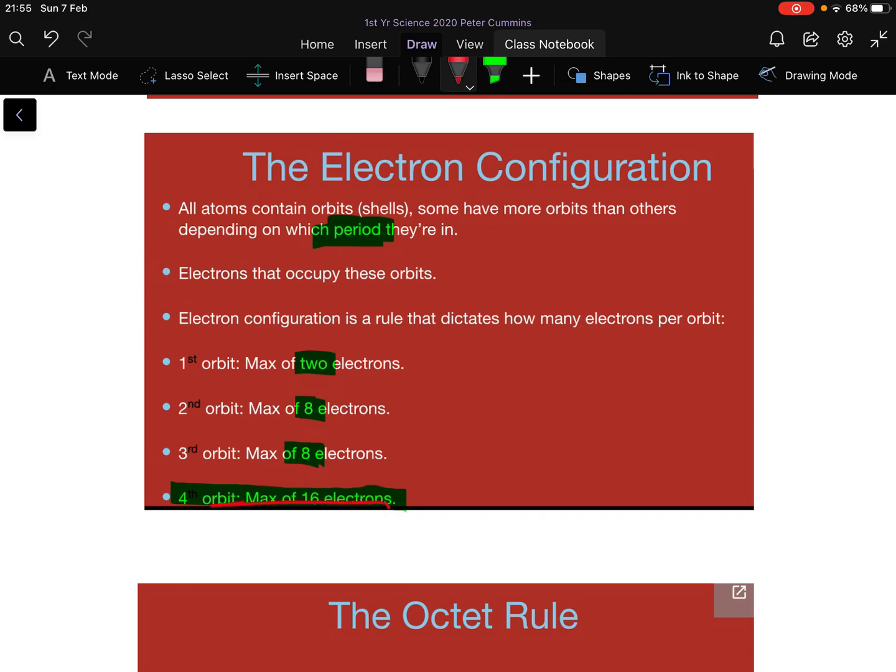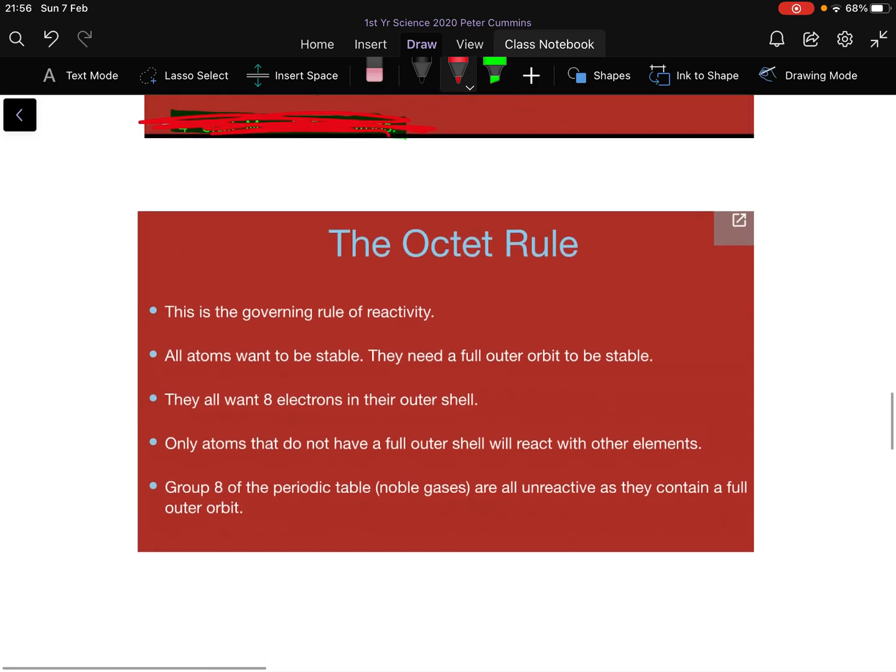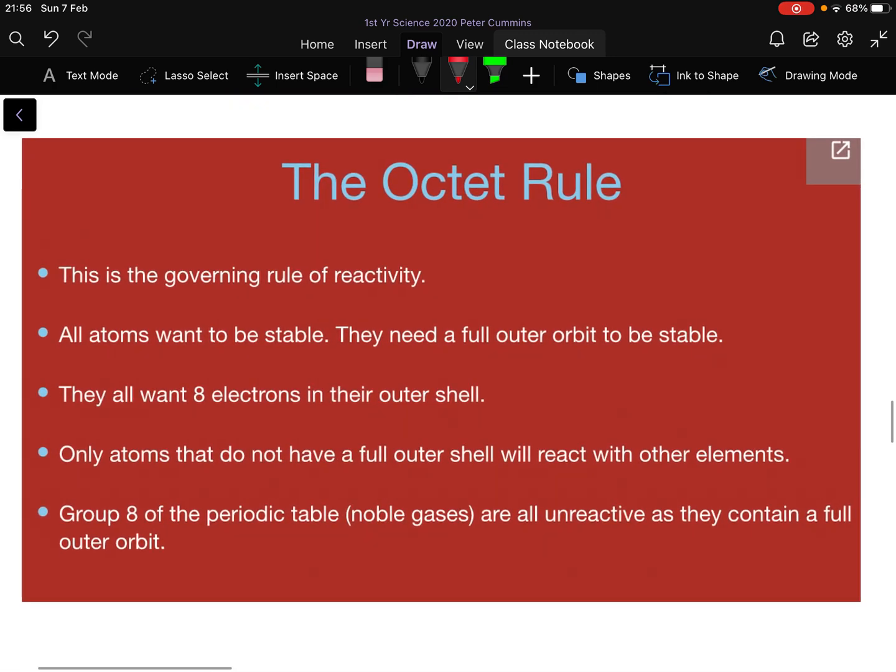I'm going to cross that out because we never go past element number 20. So as far as we're concerned, it has 8 electrons in its outer shell. We don't stick with 8. This one I want to show you nice and quickly. The octet rule. This is the governing rule of reactivity.